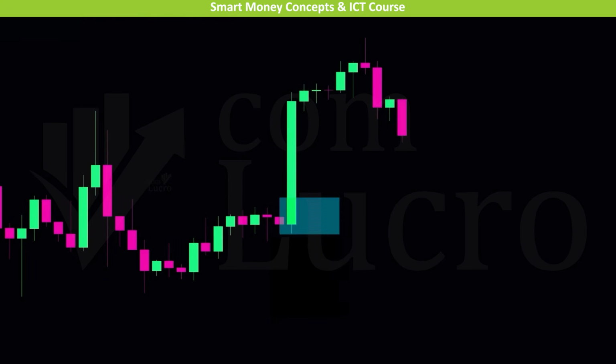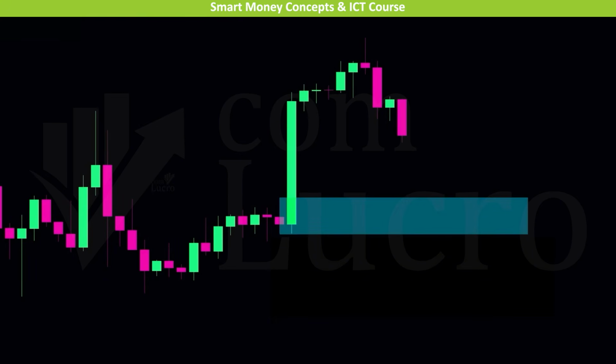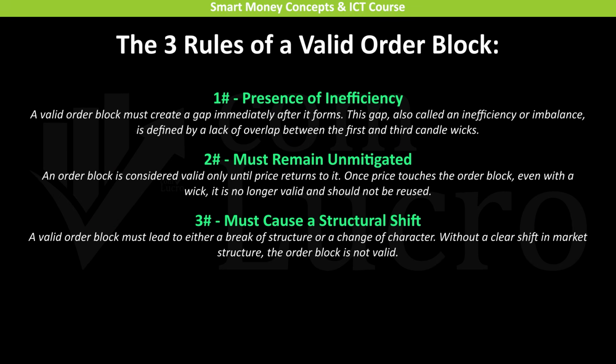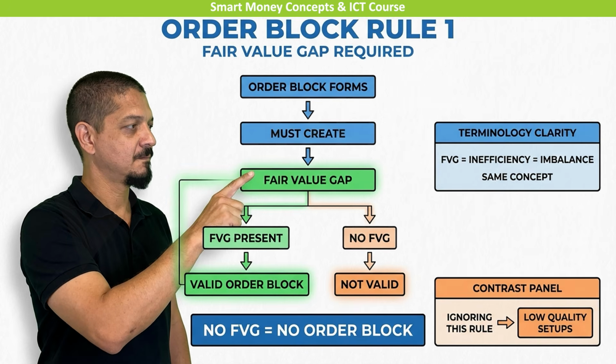Order blocks are one of the most powerful concepts in the liquidity concept in trading, but most traders still don't understand how to identify or use them correctly. In this masterclass, you'll learn what order blocks really represent, how to identify valid ones, and how they connect to how professional traders approach the market through supply and demand and liquidity.